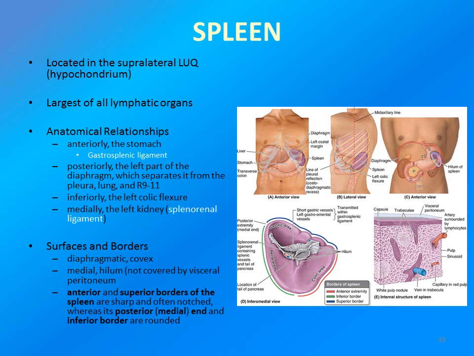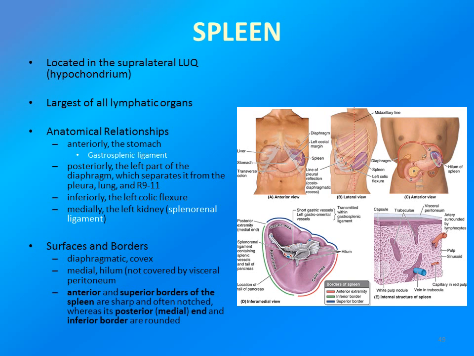Now we are going to turn our attention from the gut tube to some of the accessory organs, and the first organ we're going to look at is the spleen. It is located in the left upper quadrant near the hypochondrium. And of all the lymphatic organs, it is the largest one. It is not really part of the digestive system, but is part of the lymphatic system.